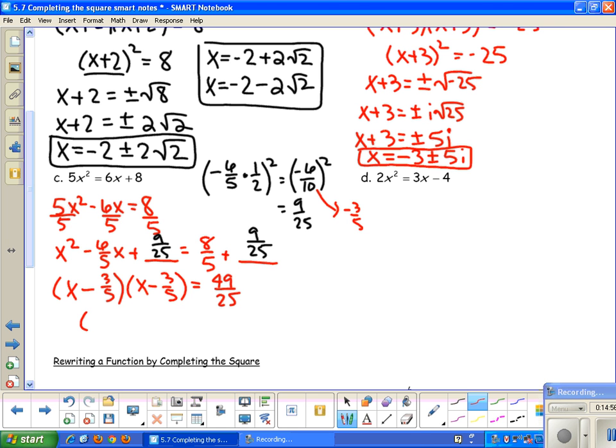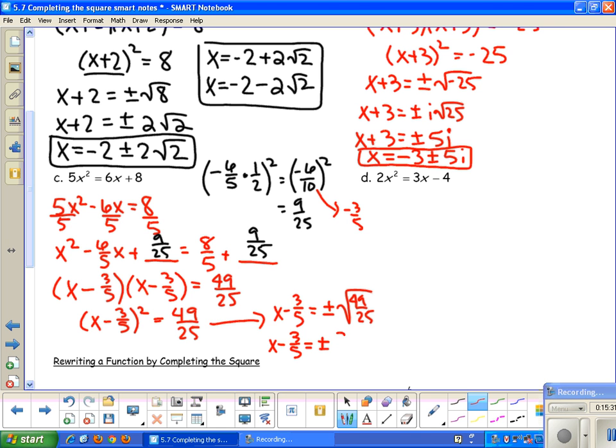Now that completed my square, so we can write x minus 3 fifths quantity squared so that we can solve the equation. Of course, now I want to take the square root of both sides so that I can solve. So when I do that, I get x minus 3 fifths equals plus or minus the square root of 49 over 25. We don't like fractions underneath radicals, so I'm going to separate the radicals and do root 49 over root 25, which is really just 7 over 5. So we get x minus 3 fifths equals plus or minus 7 over 5.